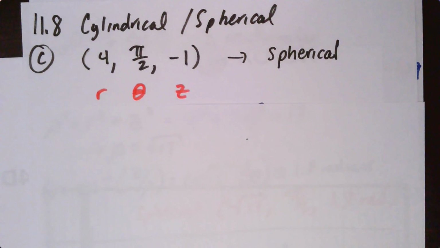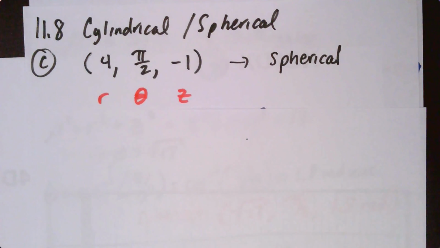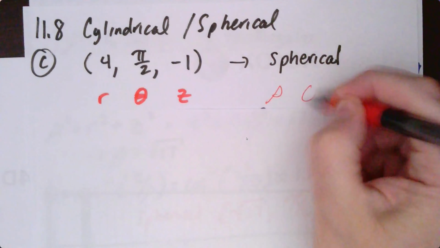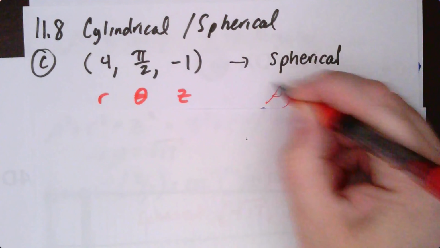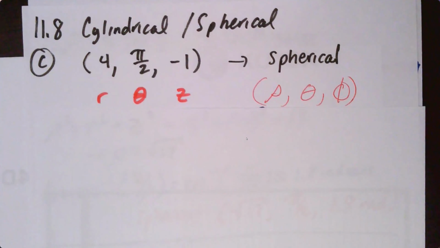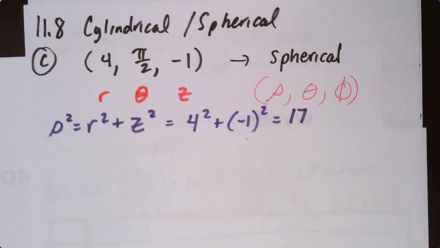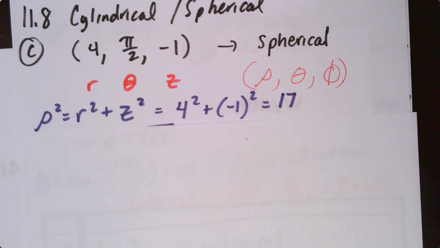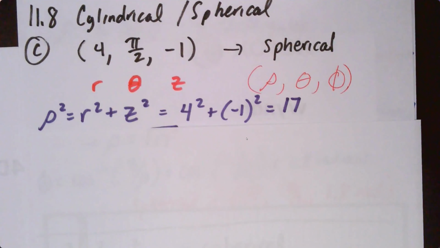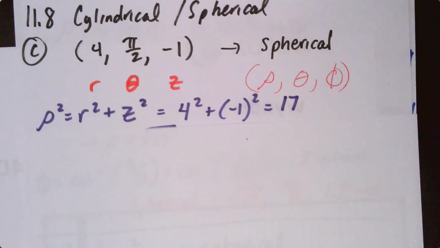So we have r, theta, and z, and we want to write it as rho, theta, and phi. So our theta should stay the same, right? Let's look at getting rho and z, or phi. We've got rho squared equals r squared plus z squared. That was one of our equations that we did in our last video. And we've plugged that in here. 4 squared plus -1 squared is 17. So rho equals the square root of 17.